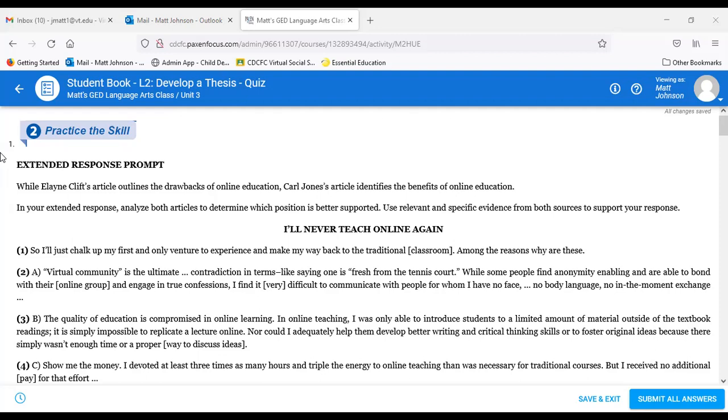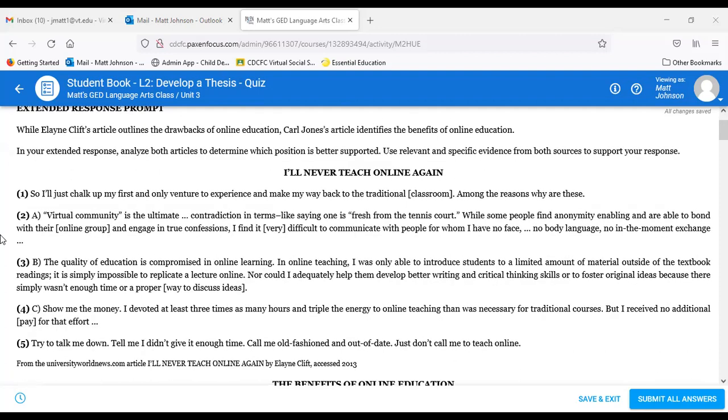A virtual community is the ultimate contradiction in terms, like saying one is fresh from the tennis court. While some people find anonymity enabling and are able to bond with their online group and engage in true confessions, I find it very difficult to communicate with people for whom I have no face, no body language, no in-the-moment exchange. The quality of education is compromised in online learning.